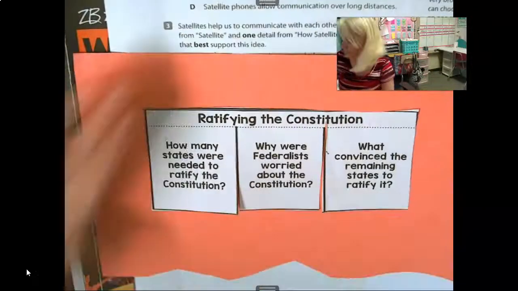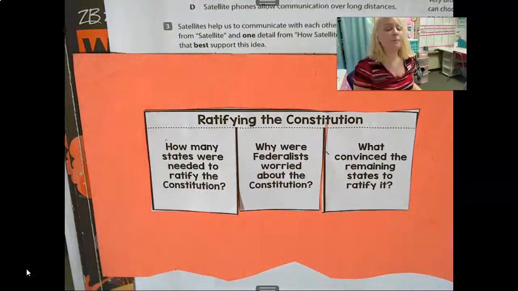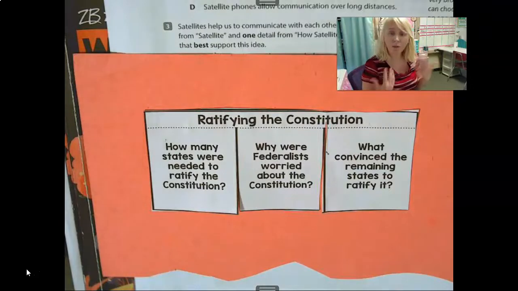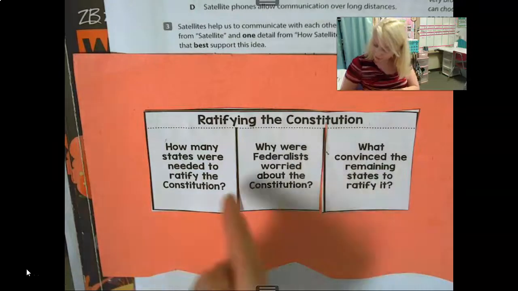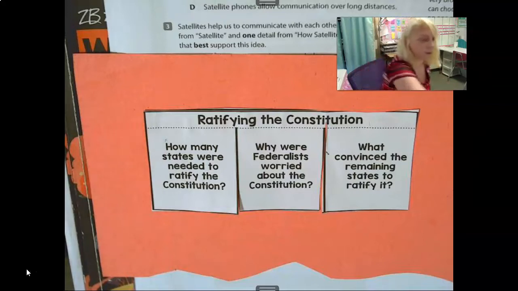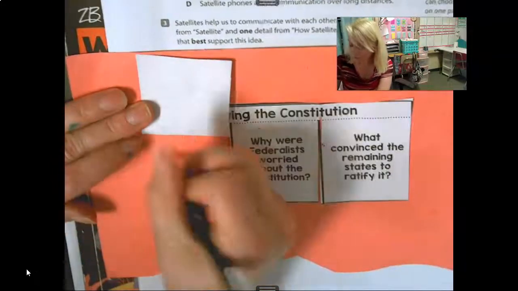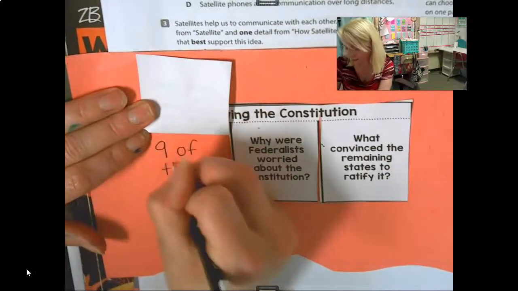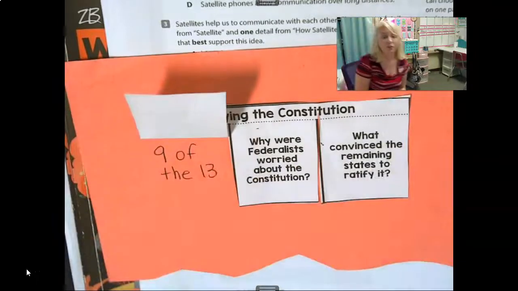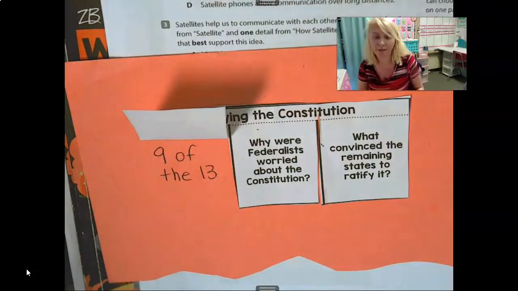Ratifying the Constitution. Making this official. All right, so remember that there were 13 colonies. So when the United States became a country, we had 13 states. How many states had to agree to this Constitution to make it official so that it could be ratified? And that answer is 9 of the 13 had to agree for it to become official.